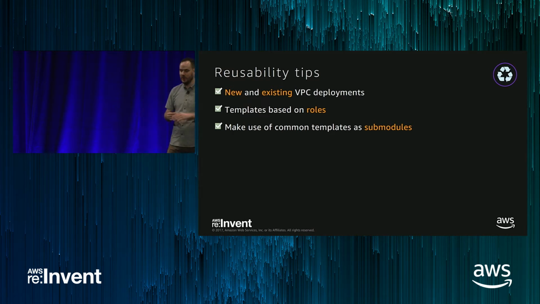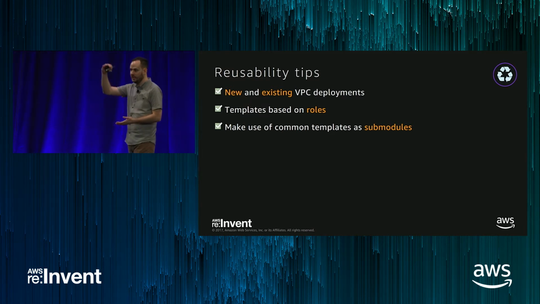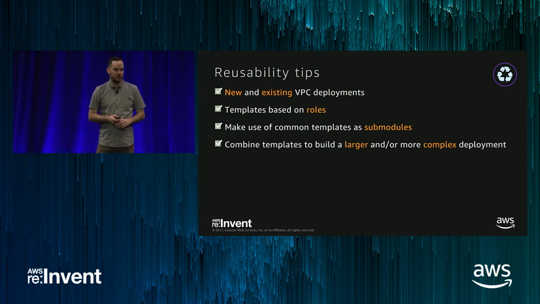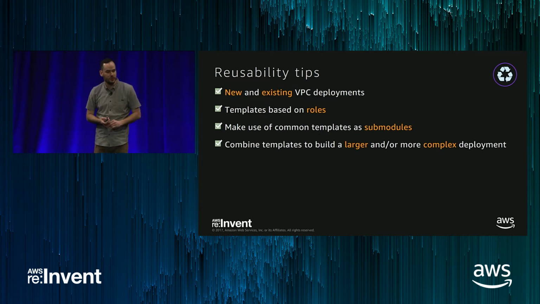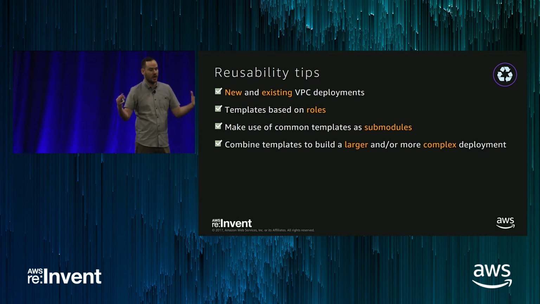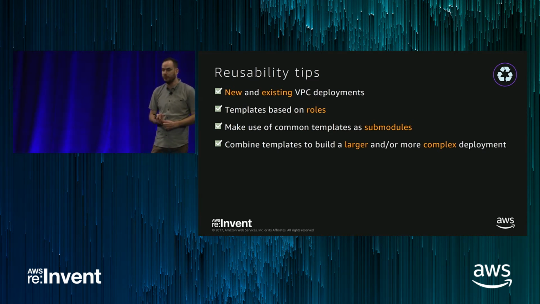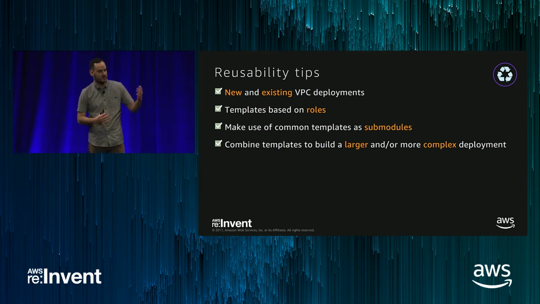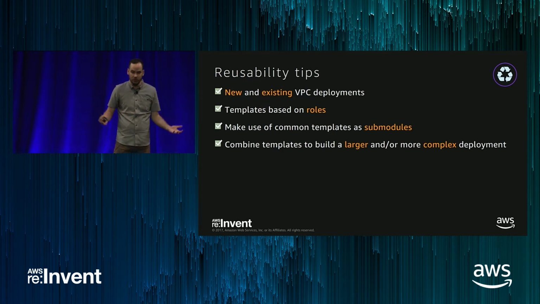So if you have a reference deployment that deploys a higher level or a more comprehensive architecture, you can use more foundational templates to do so and pull them in as sub-modules. This also allows you to combine multiple templates and build larger, more complex deployments. So if your customer wants to use some type of database workload and combine it with, let's say, some other application workload, they can pick and choose from different templates.